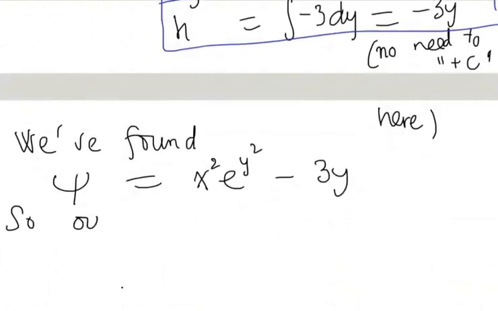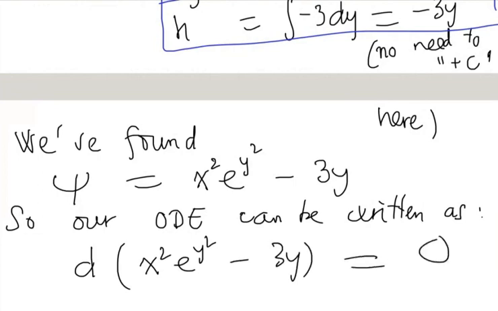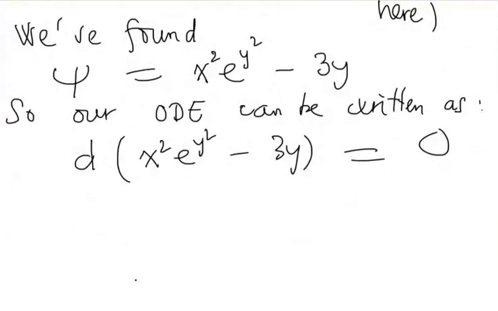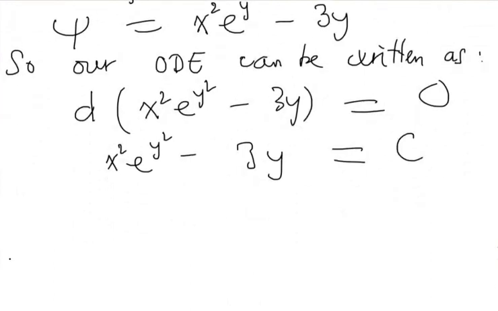And so our ODE can be written as a total differential of x squared e to the y squared minus 3y equal to 0. And so x squared e to the y squared minus 3y equal to a constant, which is the general solution.